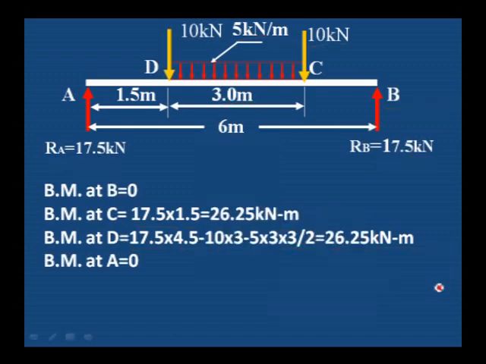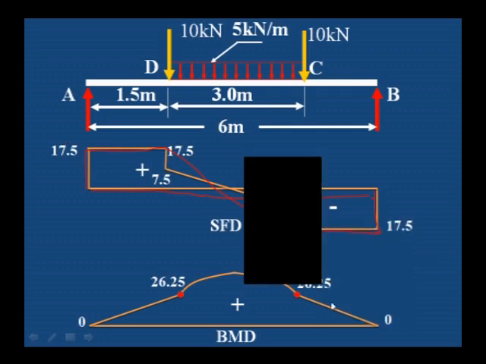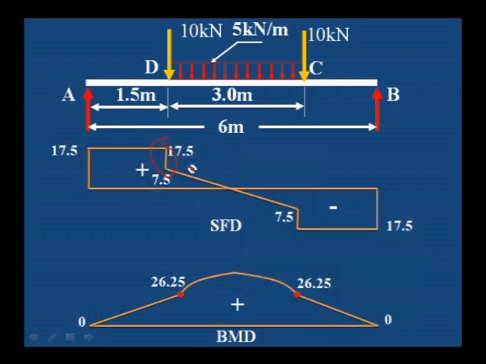Let us draw the shear force and bending moment diagram. See, this is the shear force diagram. First draw the horizontal line and then drop 17.5 on the left side, and then it remains constant, and on the right side also it remains constant. Then you should not join these points. You have to draw a vertical drop equal to the 10 kilonewton: 17.5 minus 10 is 7.5. Similarly, on this side also, 17.5 is the value at this point, and 17.5 minus 10 is 7.5.